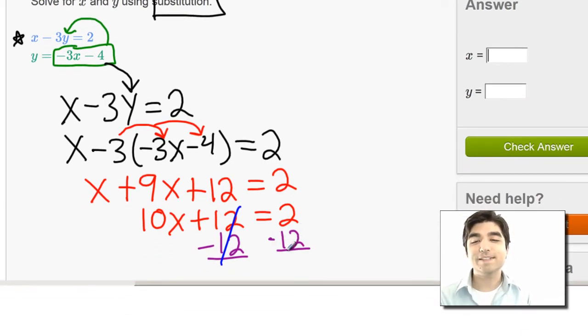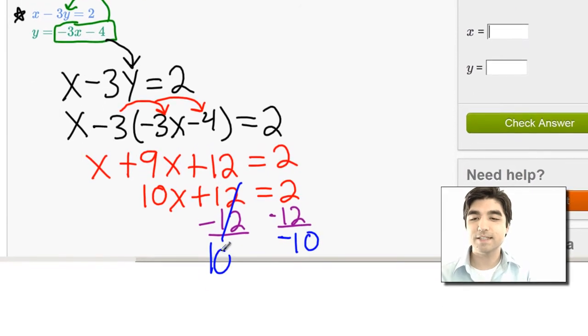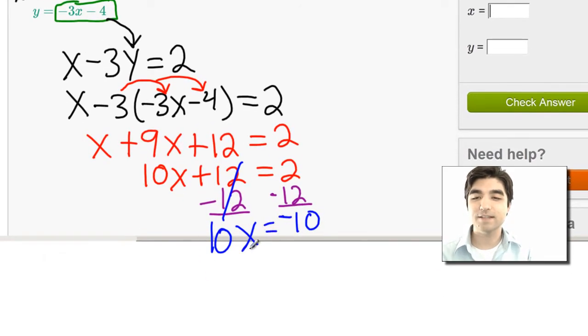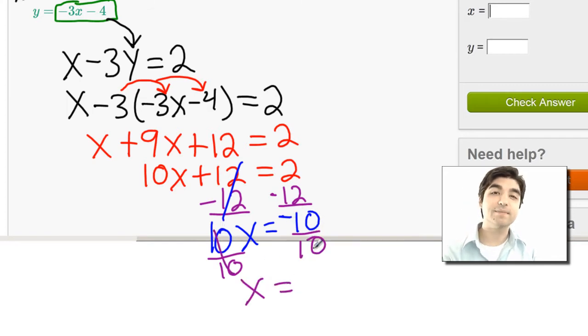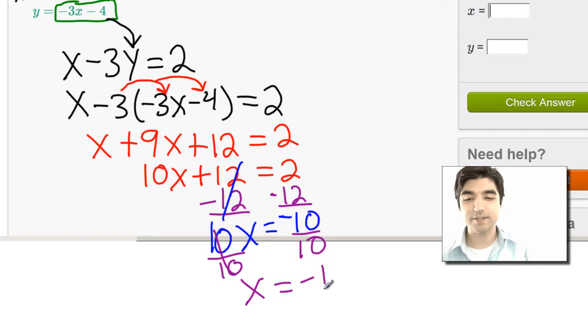Then 2 minus 12 equals negative 10. So we got 10x equals negative 10. And then you probably know what to do from here. You have 10 times x, so you need to divide by 10. And then x equals negative 10 divided by positive 10 equals negative 1.